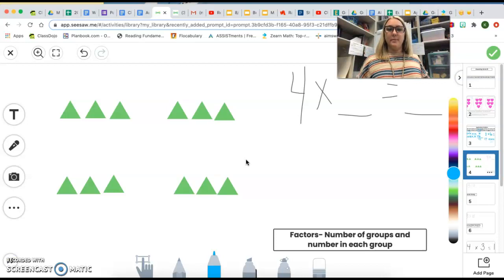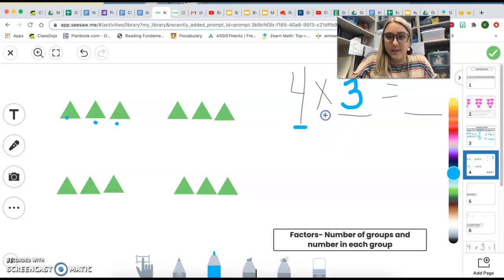Okay, so let's look at this problem. Let's look at our green triangles. We have 4 groups. We have 4 equal groups, okay? So that's the number of groups that we have, the number of groups of triangles that we have. Now, let's think about how many triangles are in each one of those groups. Well, let's see. We have 1, 2, 3, okay? So that's going to go in our blank right here. Right up here is going to go 3. Because we have 4 groups of 3. So 4 times 3.